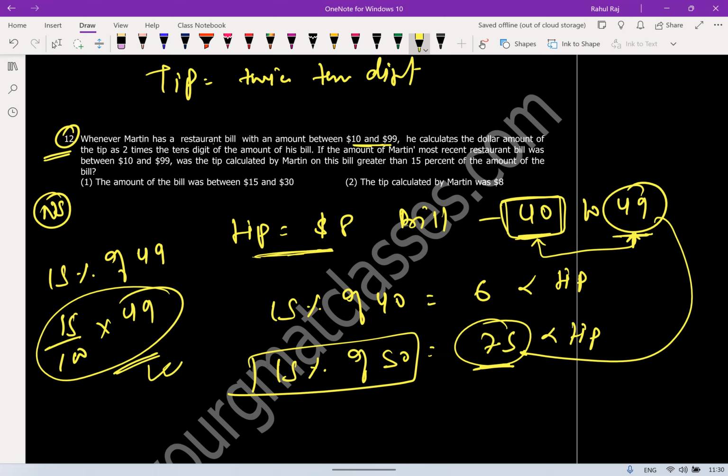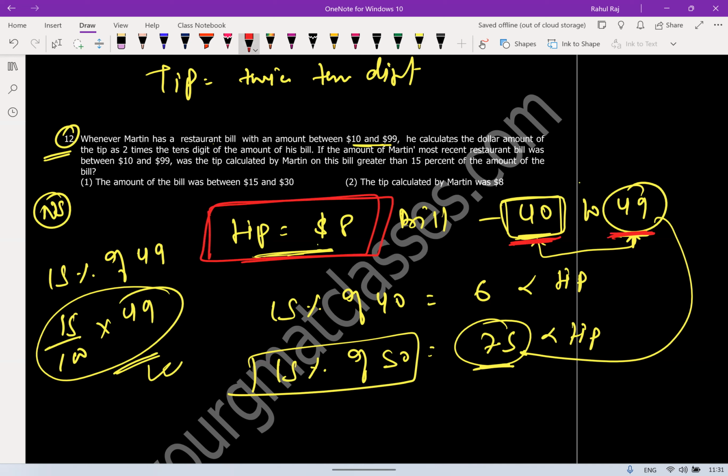Your question is simple: it says the tip is $8, then the bill has to be between 40 to 49. Is this clear or not? Now you have to say whether 15% of the bill is greater than the tip. Yes, this is my question, right? The tip is already given to you, which is $8. Agreed? Yeah.